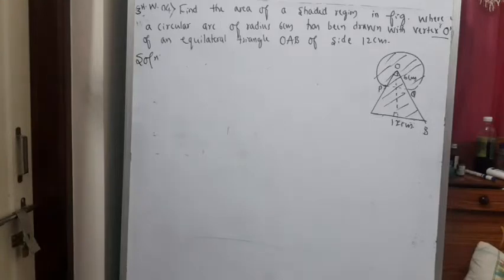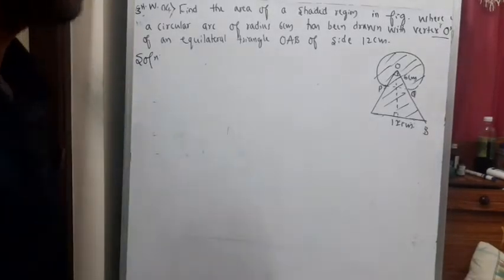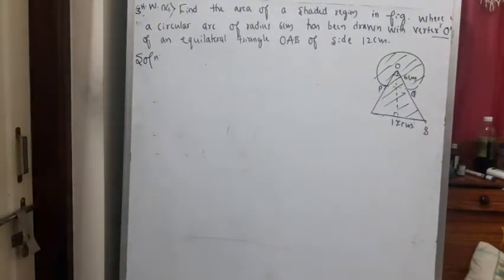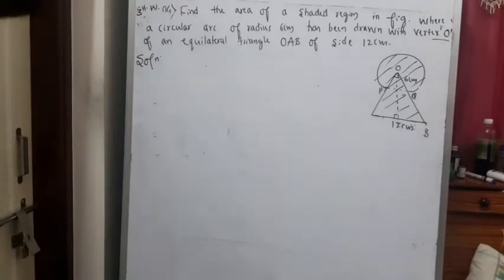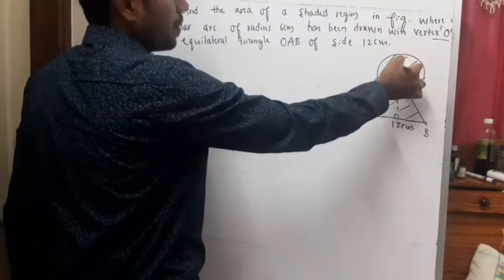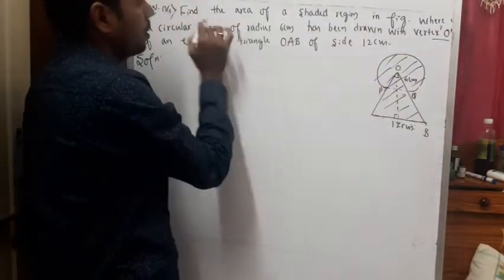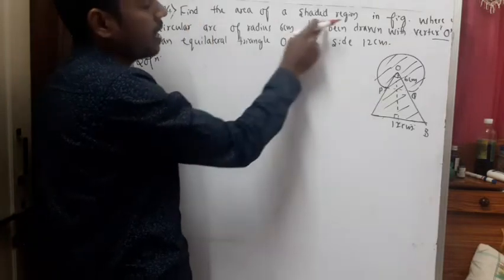Next, the third question is very much similar to the previous question. You can do it by yourself. We will solve the fourth question. Please look at the board. Find the area of the shaded region in the figure. Third will be homework.